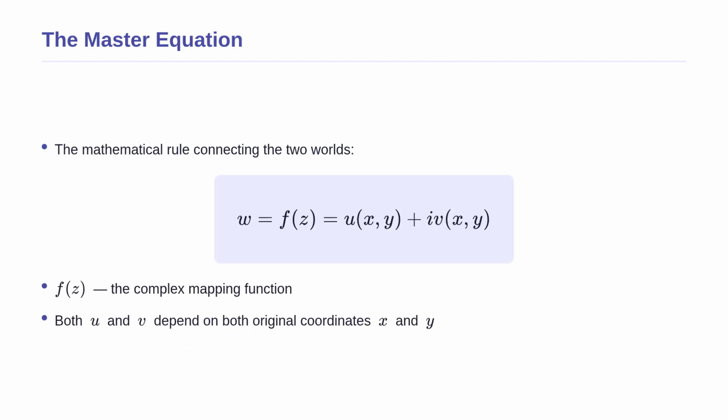With our input and output planes defined, we need a rule to connect them. This is the master equation for complex mappings. The function f of z is the mathematical bridge between the two worlds. Notice carefully how both the new horizontal position u and the new vertical position v depend on both original coordinates x and y. This is a crucial concept. A simple change in just the horizontal input can drastically alter both the horizontal and vertical outputs. This interconnectedness is exactly what causes the stretching and twisting we see in these transformations.